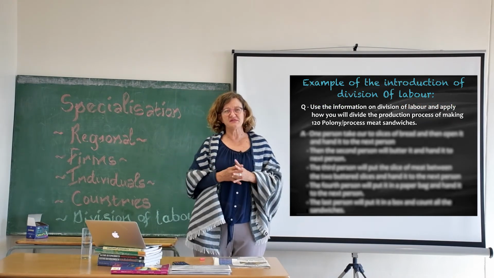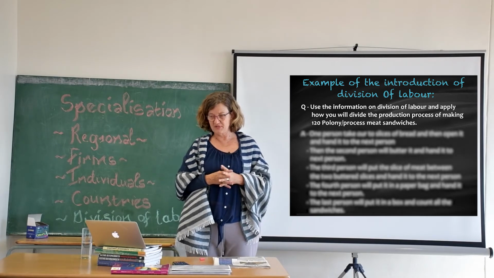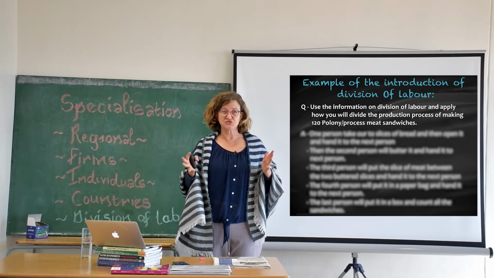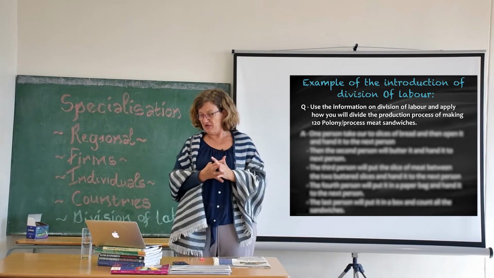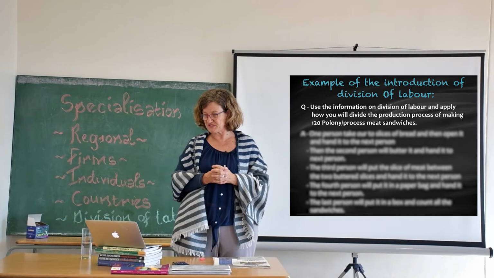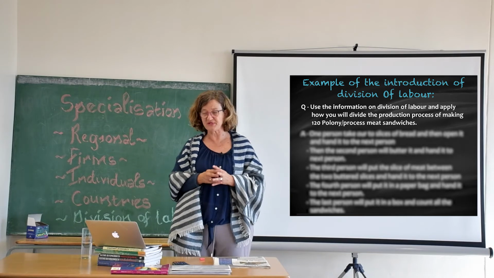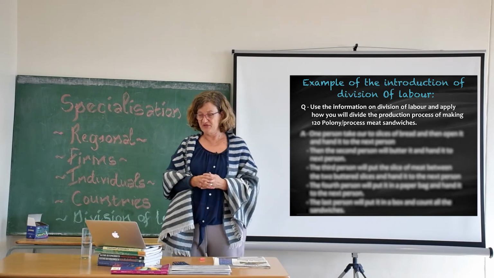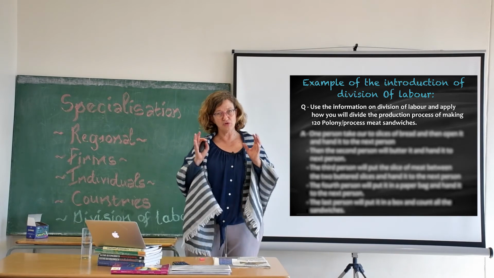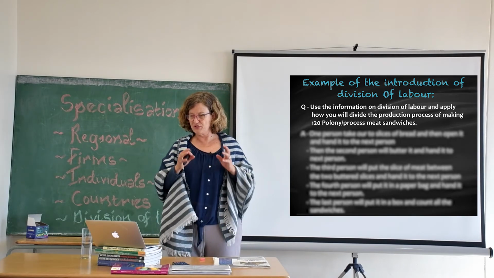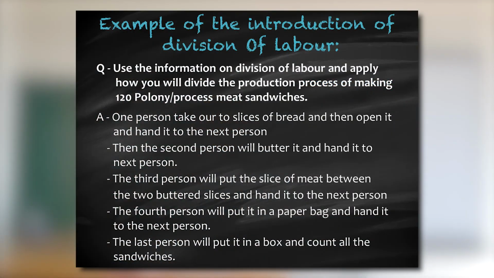Okay, I have for you an example of division of labor. We ask you to produce 120 sandwiches. You decide to use the division of labor in this production process. The first person, only one person, will take 2 slices of bread from a bag, open it, and then hand it over to the next person. So that is my first unit of production.